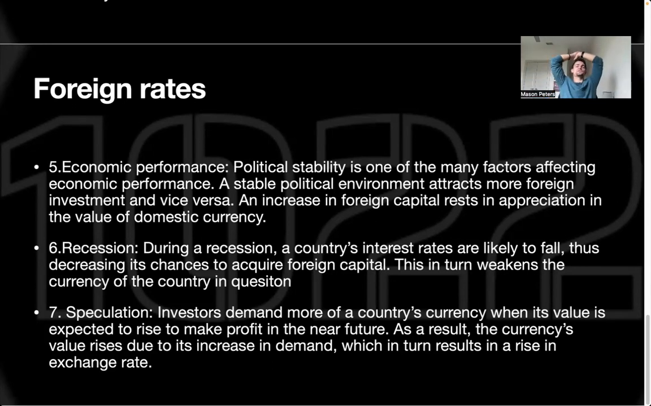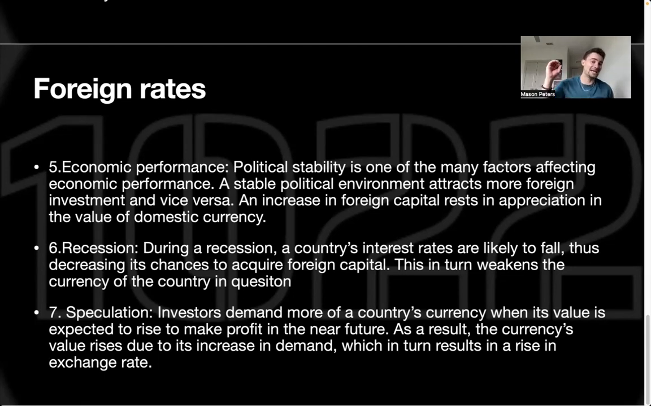Economic performance. Political stability is one of the many factors affecting economic performance. A stable political environment attracts more foreign investment. Look at the Swiss franc. And there's actually going to be an advanced video on the Swiss franc. The Swiss franc dominates the market because they are politically stable. Their nation is really, really good at how they run the nation. That's just the truth. The US is not as good at running the nation as we used to be. That's just the truth, right?